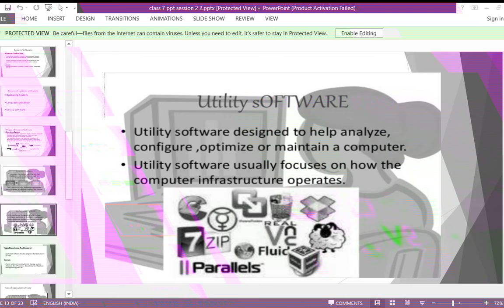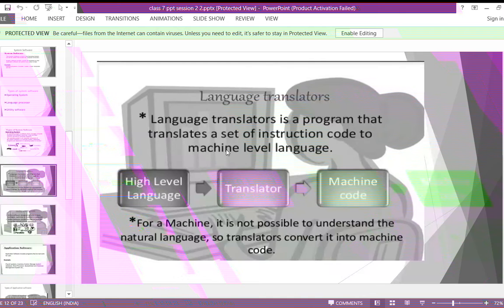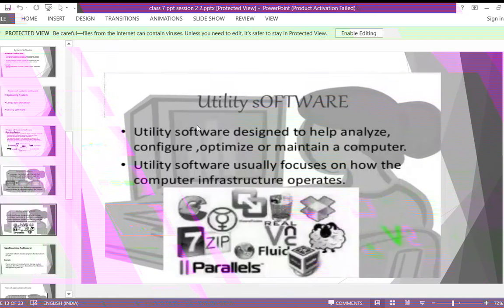Okay, Rohit, tell. Because computer does not understand the high level language. Okay, so a language translator is used to translate the different language to machine level language. So in this, high level language is not understandable by the machine, so it converts into machine code, and we are going to use the translator called interpreter.